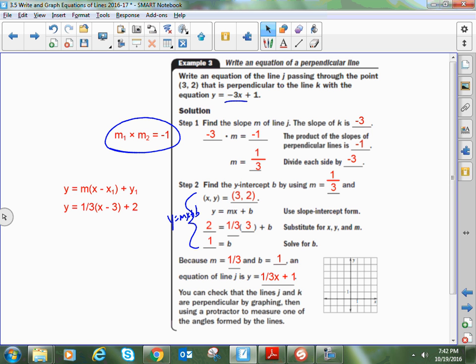So either way, let me go ahead and graph these on here. I thought I added a graphic here. So we have -3x plus 1. So here, 1, 2, 3 over 1. So the line kind of goes down like that.